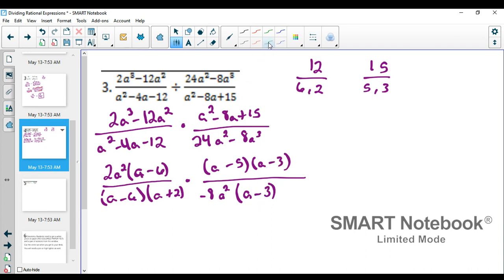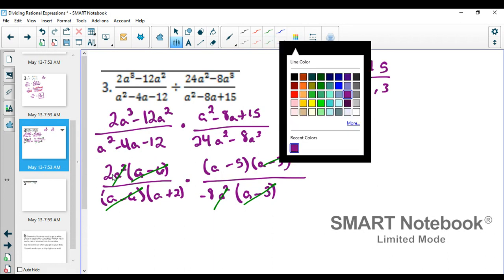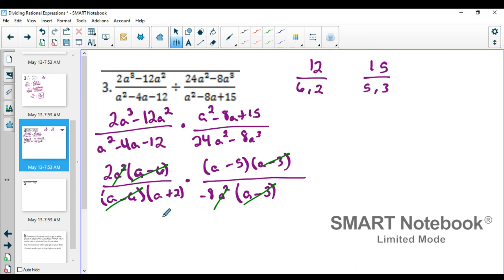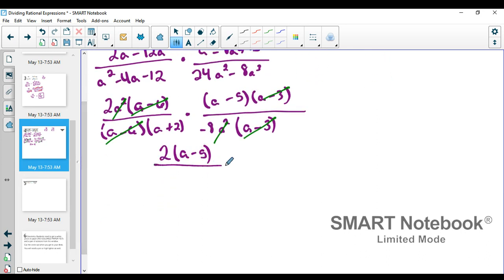Now this is the fun part, the canceling part. So we already talked about how we have a minus 3's in the numerator and the denominator here. So we're going to cancel those. Then over here, we have a minus 6 and a minus 6 in the numerator and the denominator. So cancel those. And now if you look across here, we have an a squared and an a squared. And guess what? Those are going to cancel. And so what we have left, we have 2 and a minus 5 in the numerator. So we have 2 times a minus 5. And then in our denominator, we have the negative 8 from over here, and the a plus 2 from over here.